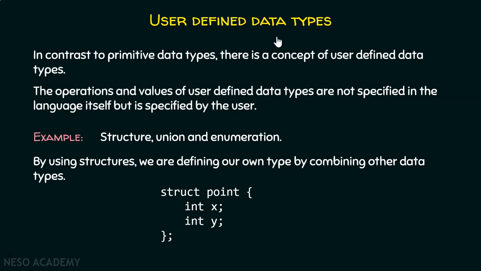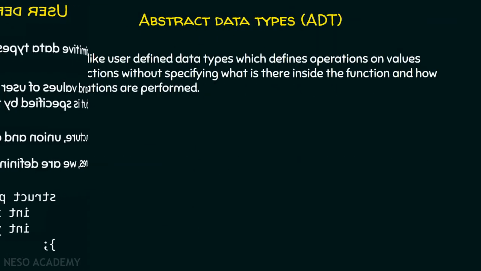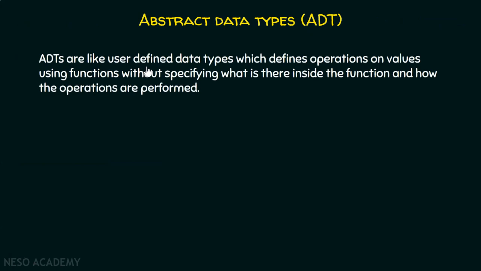Now let's try to understand what abstract data types are. ADTs, or abstract data types, are like user-defined data types which define operations on values using functions, without specifying what is there inside the function and how the operations are performed. First of all, we are defining operations, that is true, and we are defining operations on values, that is also true, using functions. It should be well noted that we are defining operations using functions without specifying what is there inside the function, and how the operations are performed.